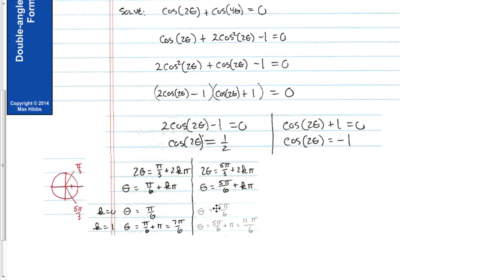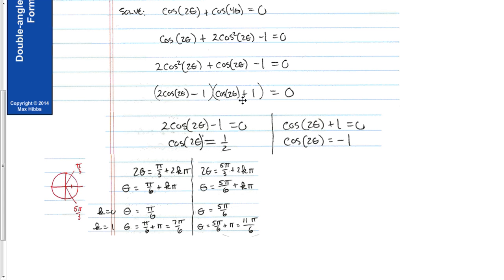Now, similarly over here, when k is equal to 0, I just have theta is 5 pi over 6. And when k is equal to 1, I have theta is 5 pi over 6 plus pi. And when I add those together, I get 11 pi over 6. So I actually have 4 angles that satisfy this part of the equation that comes from this factor. It's really easy to lose track. We haven't even dealt with this side yet, have we?